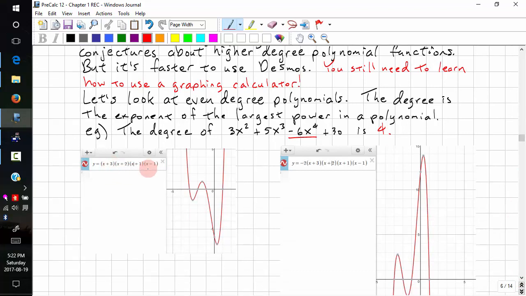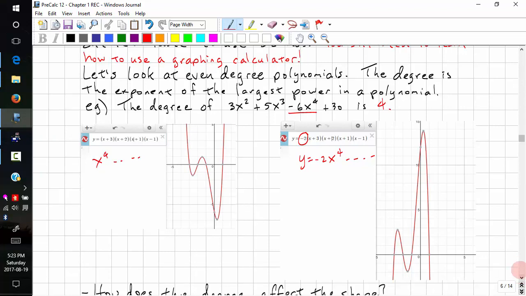There's 4 factors here. So this is actually x to the power of 4. Here we have x to the power of 4, but we have a coefficient here. So this is y equals negative 2x to the power of 4. And there's no coefficient here, so it's implied that it's 1. There's other terms as well. And here there's other terms as well. But it's easy to calculate the first term, and it's also easy to calculate the last term.